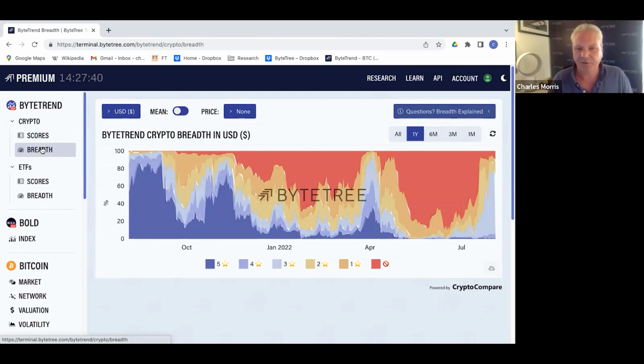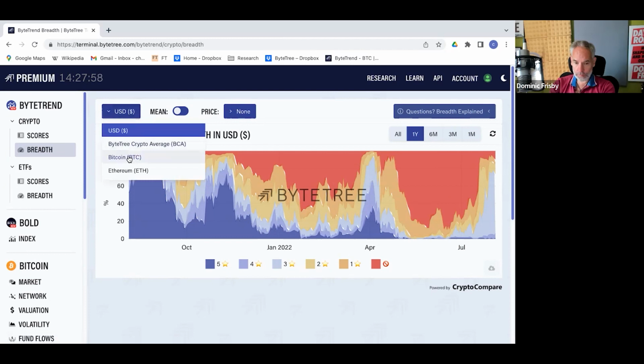With the breadth chart, we just added up all the scores that we just saw, and there were lots and lots of downtrends in June, and that's disappearing. And now we've got a more neutral environment, which is the light blue. And if dark blue comes through, then that's bull market time. It's a very nice way of measuring the overall scene.